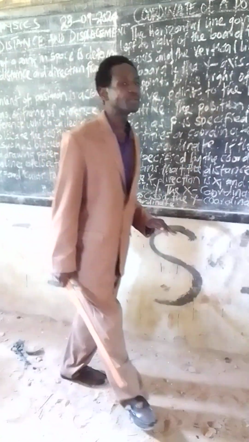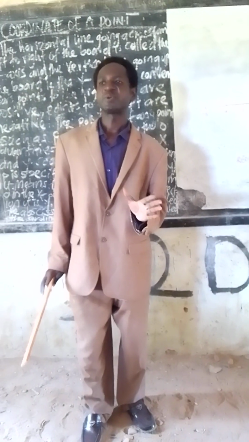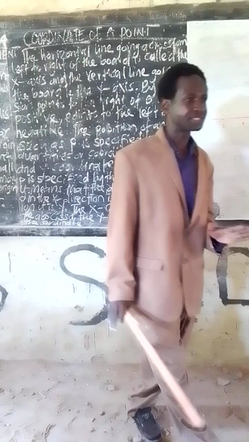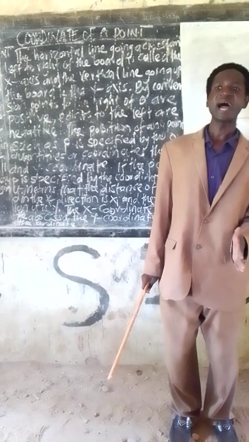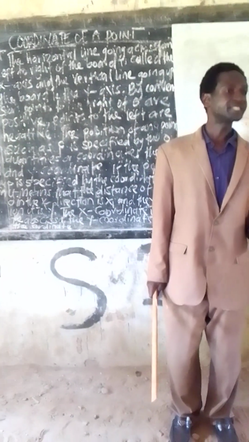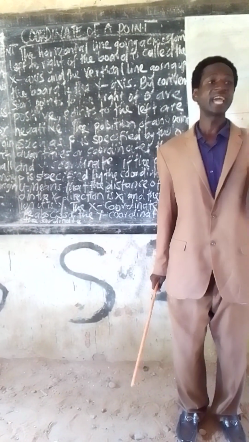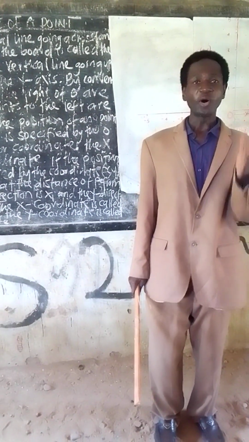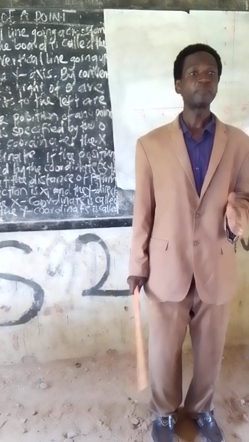So the x-coordinate is also called the abscissa, while the y-coordinate is also called the ordinate. So abscissa is a second name for x-axis, and ordinate is a second name for y-axis, respectively. If I say abscissa, I mean x-axis. If I say ordinate, I mean y-axis. So they are the second names for each of them.